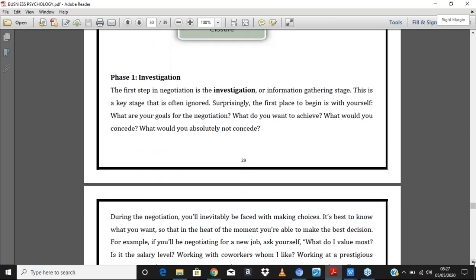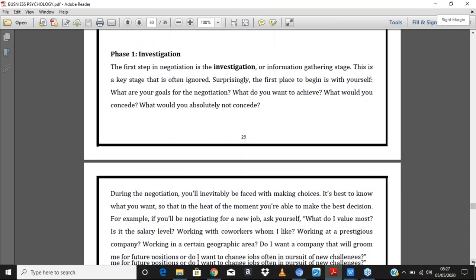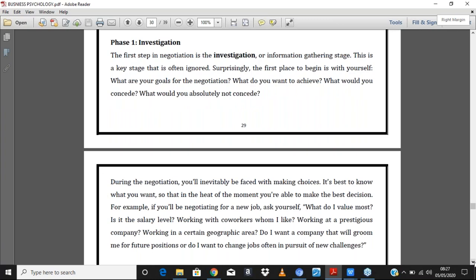We have just 13 minutes more. We'll have to run fast. Now the first phase is what is called investigation. The first step in negotiation is investigation, or what is called information gathering. Now it's a key stage that some people ignore. But if you ignore this stage and just jump into negotiation, you might not get the required outcome.